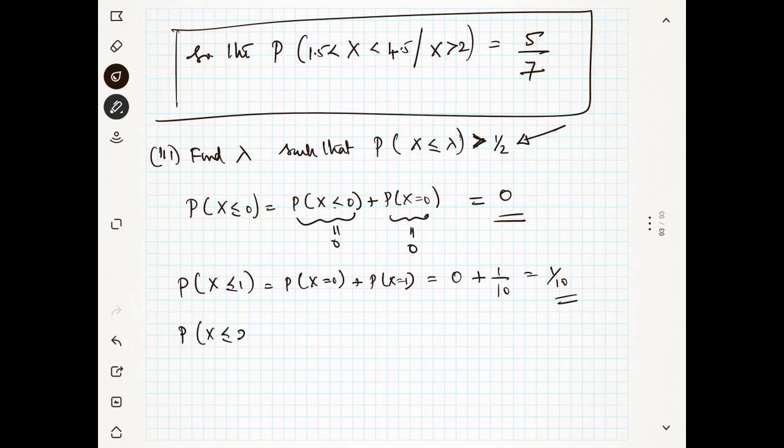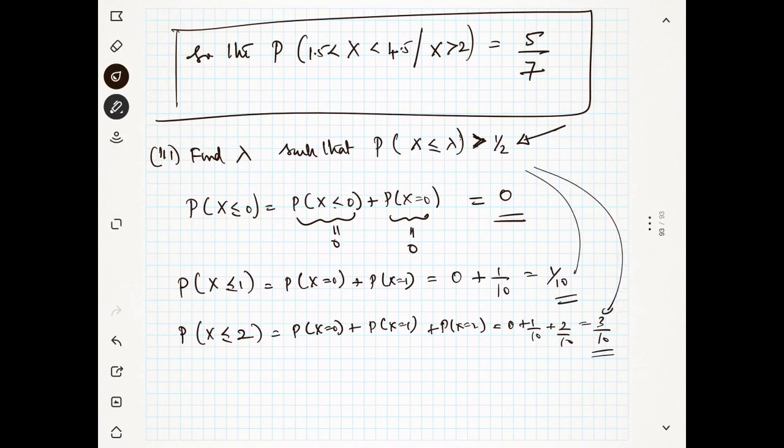Now the probability that x is less than or equal to 2 is the probability that x is equal to 0 plus x is equal to 1 plus x is equal to 2. That is nothing but 0 plus 1 by 10 plus 2 by 10, which is 3 by 10. Again, it is not satisfying this. Okay, all these are not satisfying. Now the probability that x is less than or equal to 3. Find the minimum value of lambda, that is the question, the smallest value that satisfies.